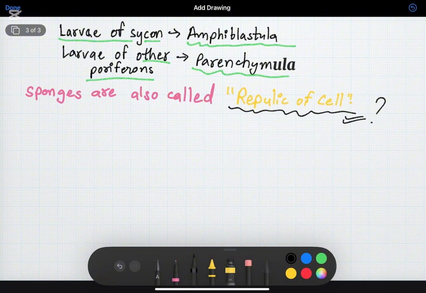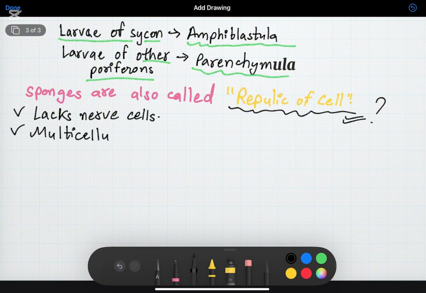Now let's go to some main characteristics of Porifera. Let's point them out. They lack nerve cells. Nerve cells are not present in them. After that, they are multicellular grade organisms. They appear lifeless, just like plants. They appear lifeless, but they have life inside them. So it is a plant-like animal.